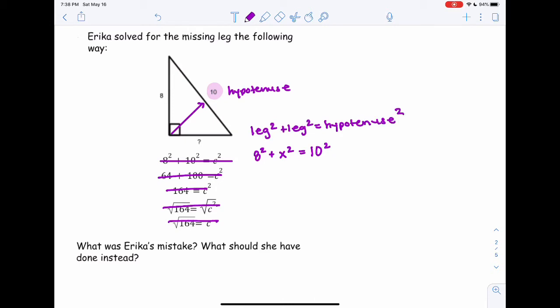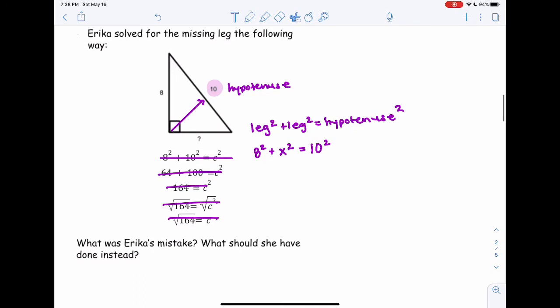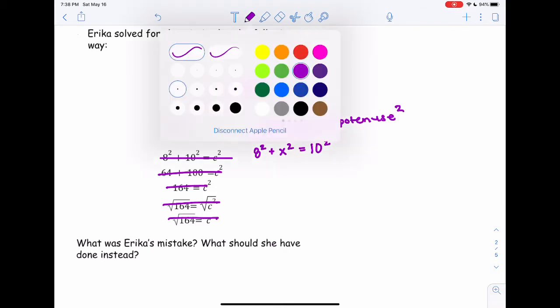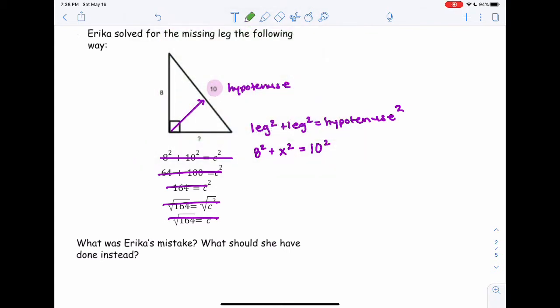Okay, 10 is our hypotenuse, so that's why I substituted 10 in for our hypotenuse. And now let's go ahead and solve, because this is what she should have done instead, right? So 8 times 8, 64 plus x squared equals 10 times 10, which is 100.